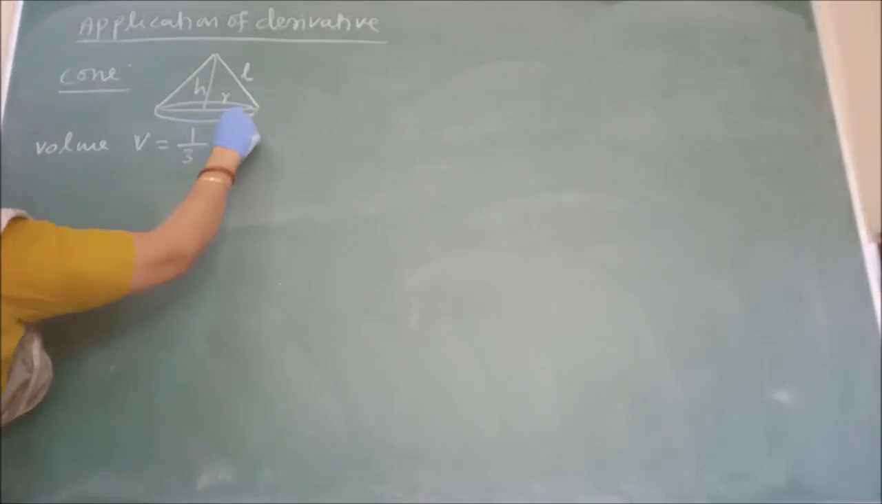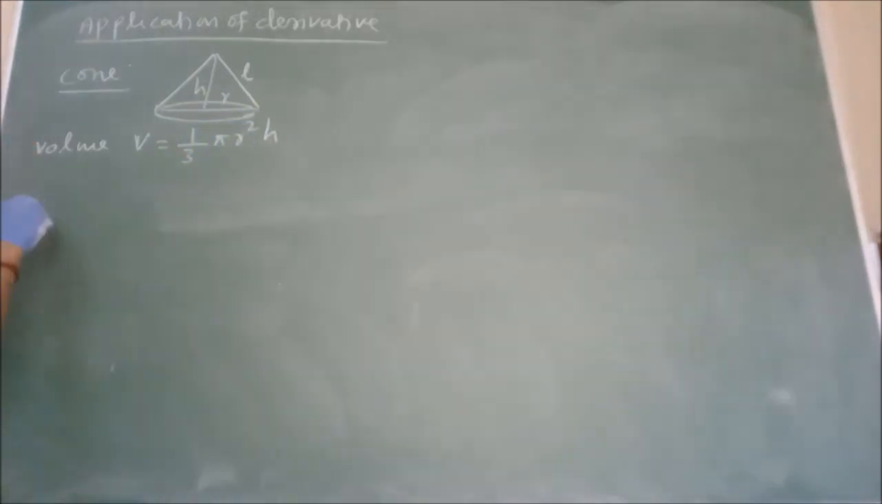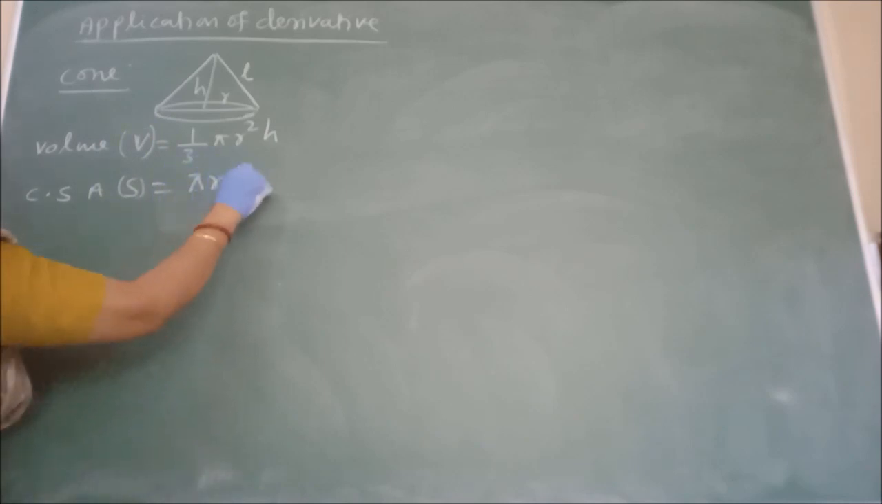Yes, 1 by 3 pi r square. Now, what is the curved surface area of a cone? Curved surface area is simply denoted by S, and volume is denoted by V. That is pi r L.